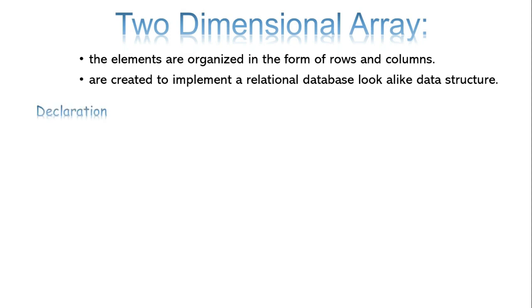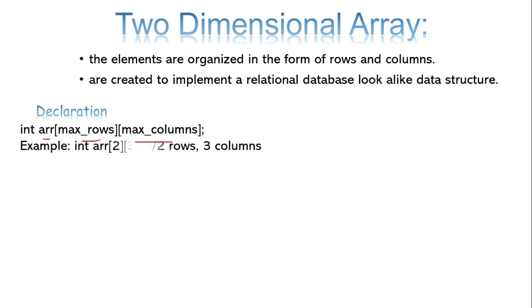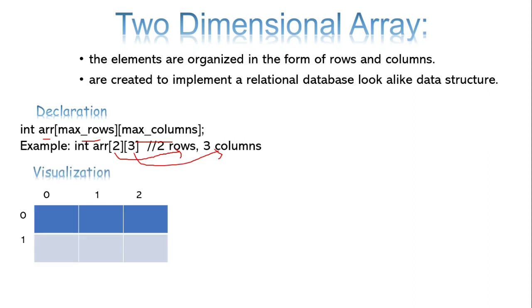Let's see how to declare it. For example, like this: the name of the array, then the row number, and then the column number. Here is an example. If you declare it like this, array[2][3], it means the first number shows the rows and the second number shows the column number. Let's see the visualization. By declaring it like this, you will have two rows and each row will consist of three columns. Now let's see how to initialize it.